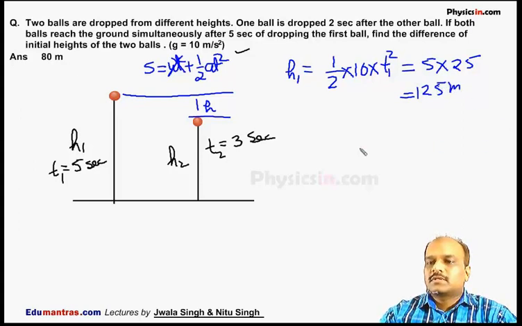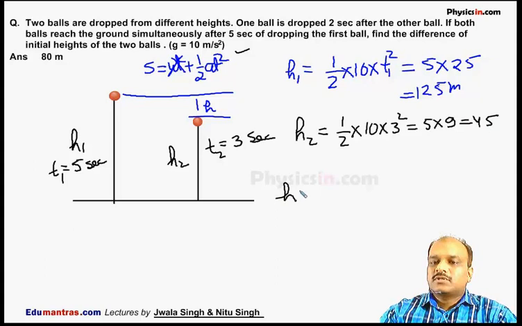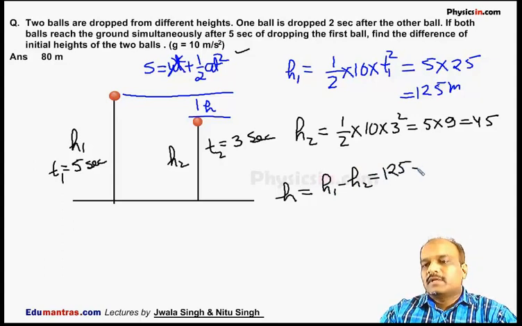Now the second ball travels height h2. So h2 is equal to ut + 1/2 gt square. Again for the second ball the initial speed is 0 because it is dropped. So I can say h2 is equal to 1/2 g, that means 10 into t square, that means 3 square. So it is equal to 5 into 9, that is equal to 45 meter. So the difference in height h is equal to h1 minus h2, which is equal to 125 minus 45, that is equal to 80 meter. So this is the answer.